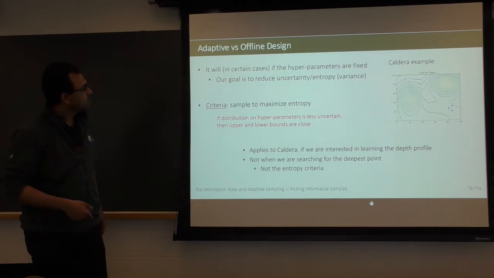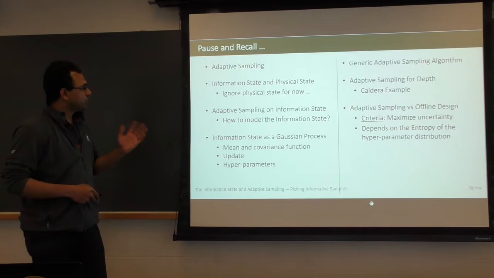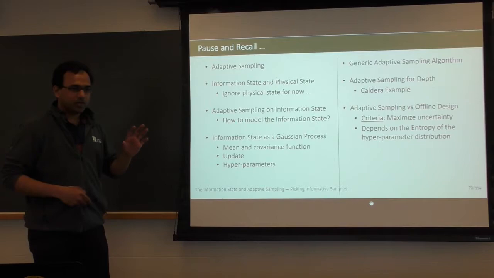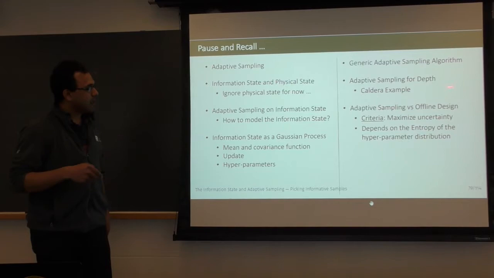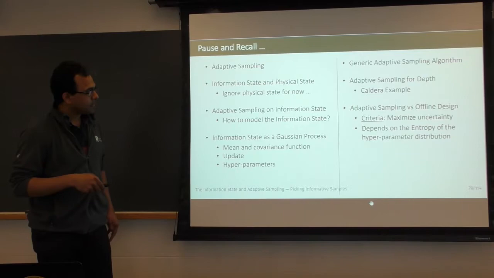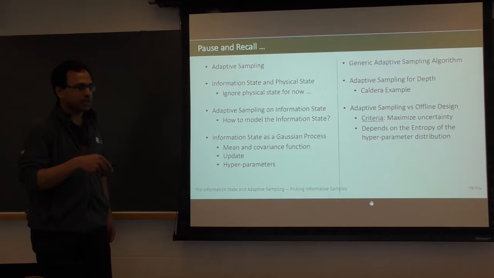So anyway, to conclude this part, we started with adaptive sampling. We had a picture with information state and physical state, and we ignored the physical state and did adaptive sampling on the information state. We gave a generic adaptive sampling algorithm on the information state, ignoring all the motion constraints, and we applied it to the Caldera example to search for the deepest point. We also took an interlude to see when adaptive sampling works better than offline design, and when you may as well do offline design and not adaptive design.